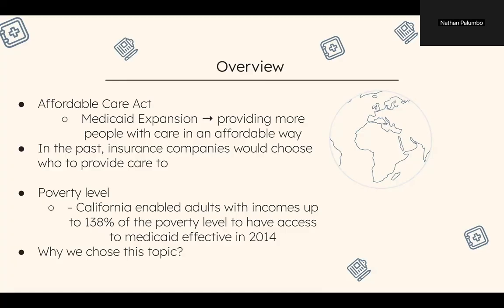So, with the Medicaid expansion taking place, this basically provided more people with care in an affordable way. In the past, insurance companies would choose who they wanted to give care to, and this is not the problem in this case. Looking at poverty levels, California enabled adults with incomes up to 138% of the poverty level to have access to Medicaid, effective in 2014.